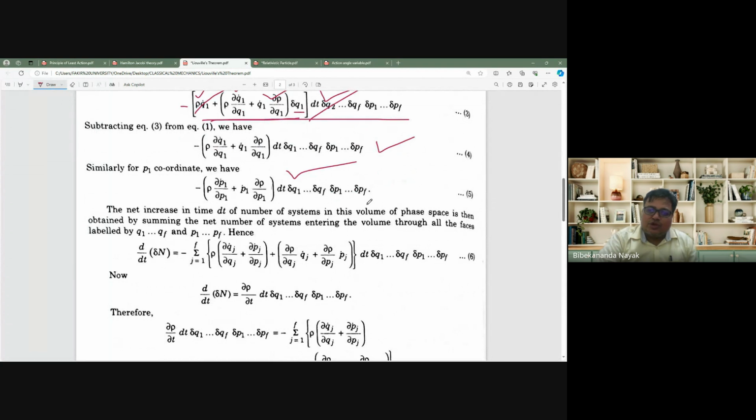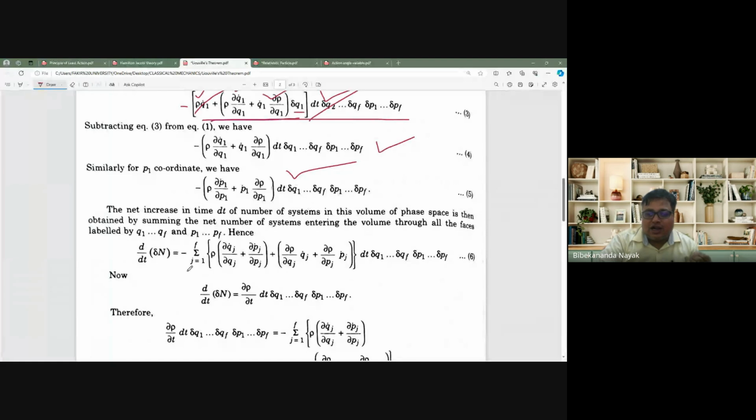This is the number of phase points that stay in the phase space. So now the net increase in time of the number of systems in the volume of phase space is obtained by summing the net number of systems entering the volume through all phases. This is one position phase, this is one momentum phase. There are f number of position phases and f number of momentum phases. I'll add all these things.